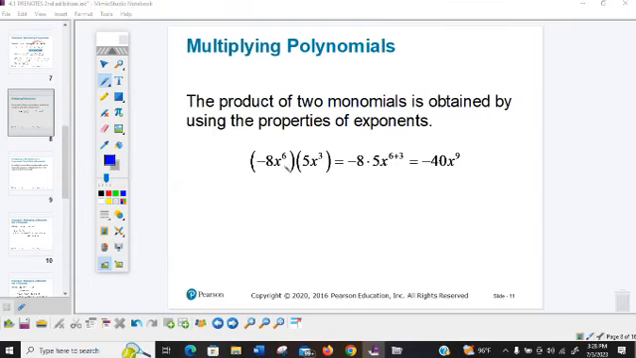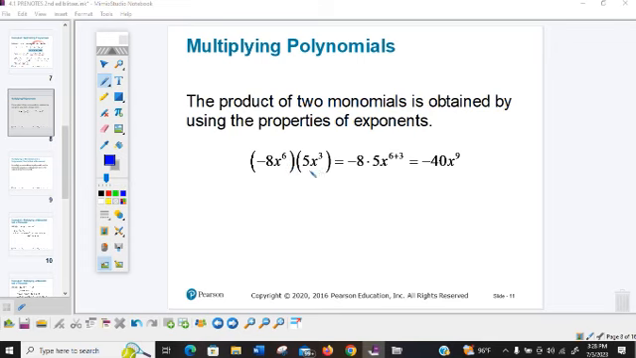In the next examples, we're going to look at multiplying polynomials. One thing you need to remember is when you multiply your numbers, if one is negative and one is positive, you get a negative. If they are both positive, your answer is positive. If they are both negative, your answer is positive. And when we are multiplying variables, we add our exponents.